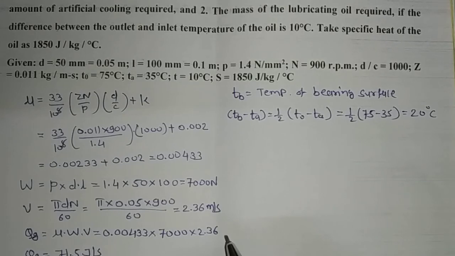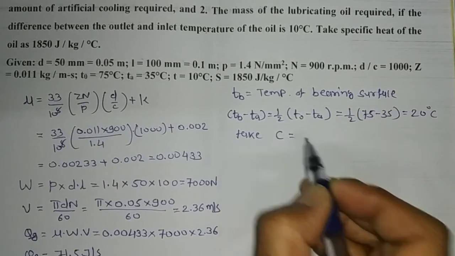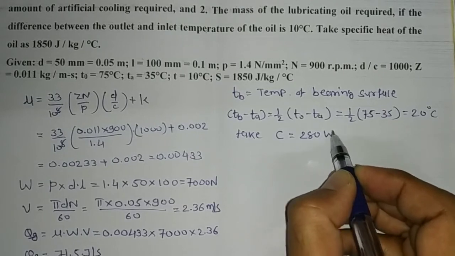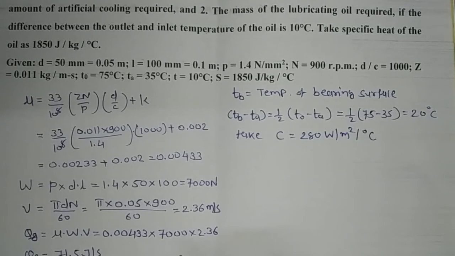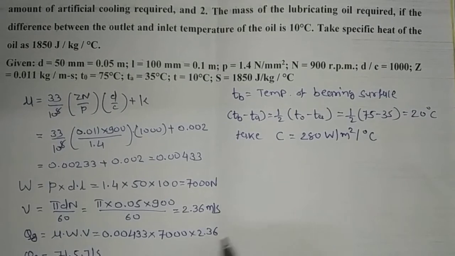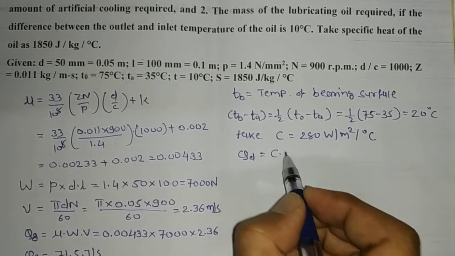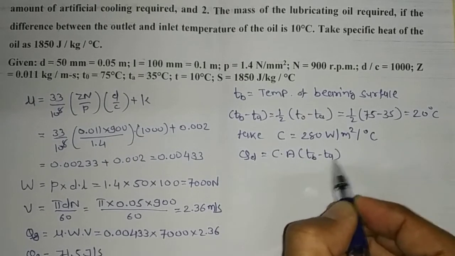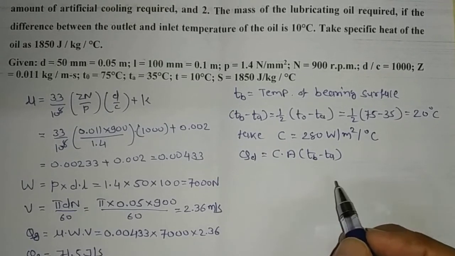Okay, so therefore let us take the value of C, heat dissipation coefficient, is equal to 280 watt per meter square per degree centigrade. Now find the value of heat dissipated, QD. So QD is equal to C into A into TB minus TA.